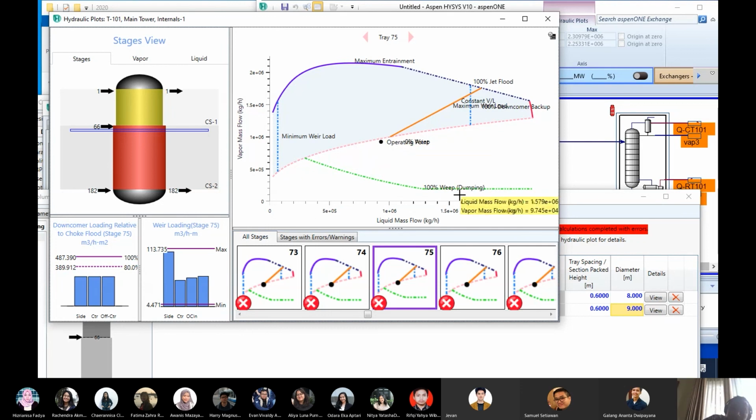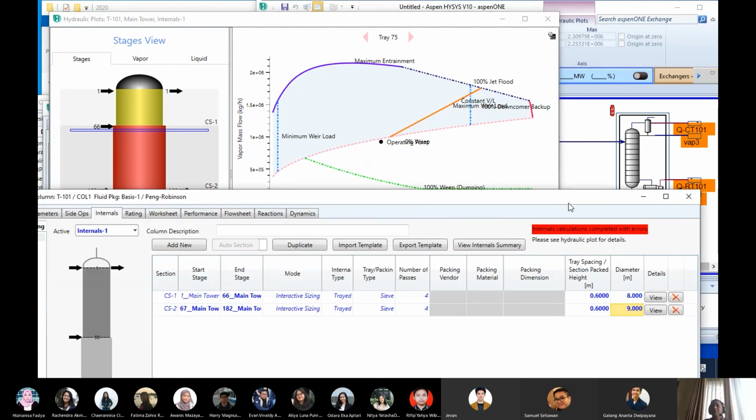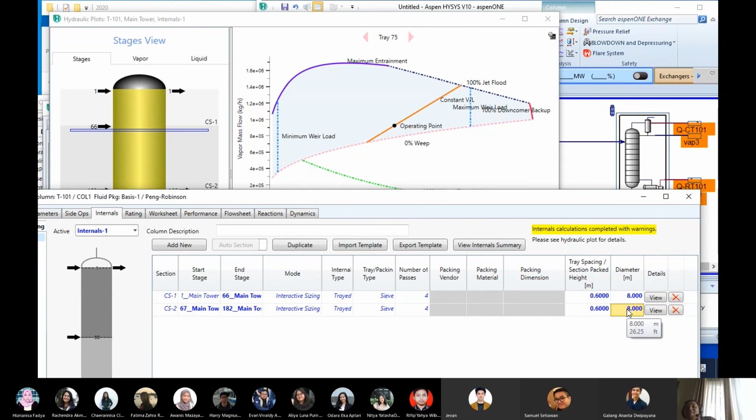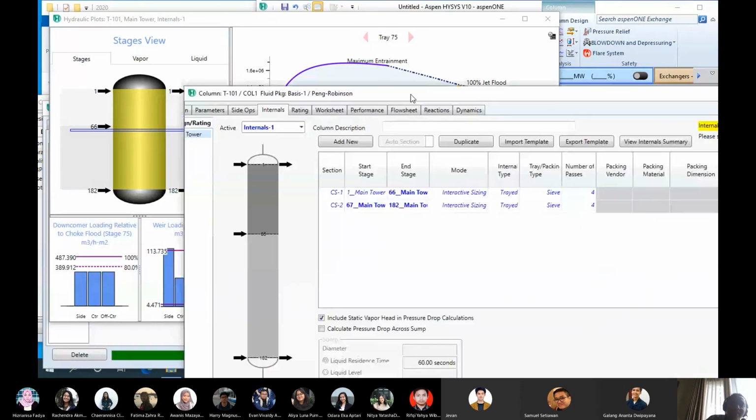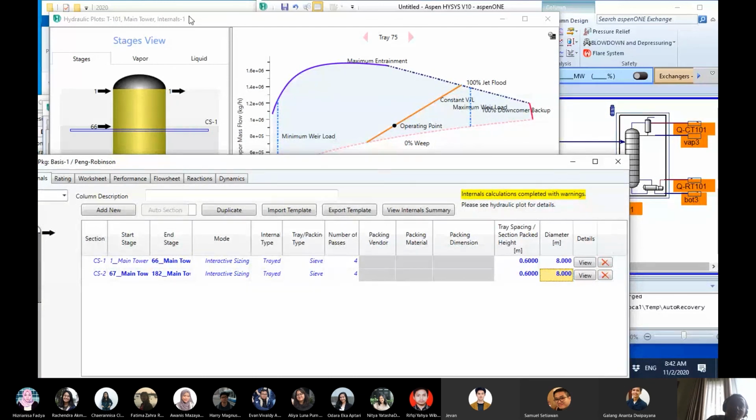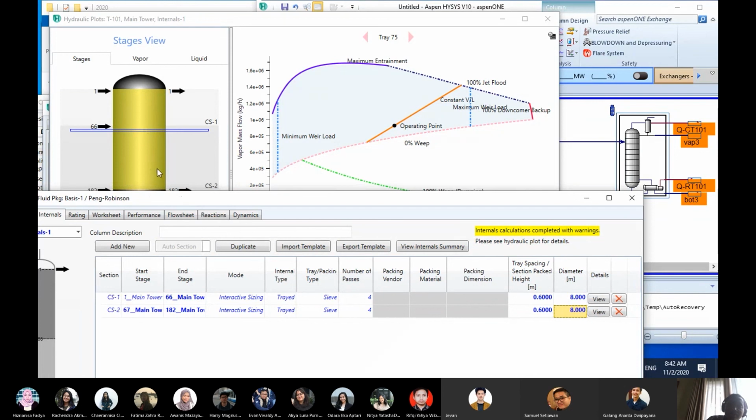Okay, so what we have to do? Okay, so in order to avoid that one, we have to increase or decrease the diameter. Okay, for example, 8. So in the case of the 8, you can see in here that my tower, all of the tower has the yellow color. So it means that the condition is already good, already inside the operating window.